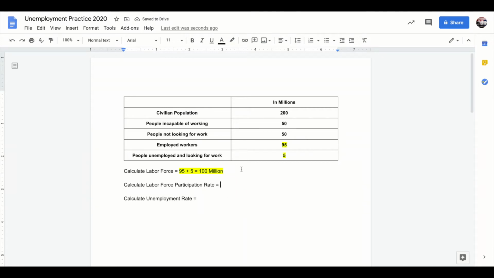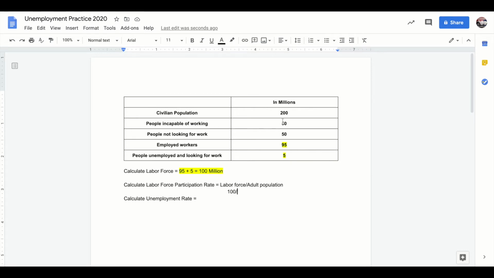All right, next, we're going to calculate the labor force participation rate. To get that, you take your labor force and divide it by the adult population that are capable of working. Our labor force is made up of 100 million people. We just calculated that a minute ago. So the labor force is 100 million people divided by our adult population.